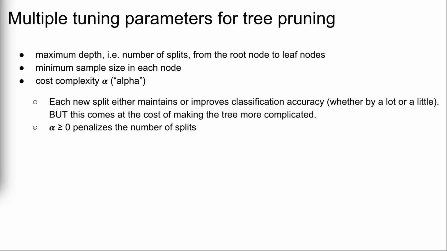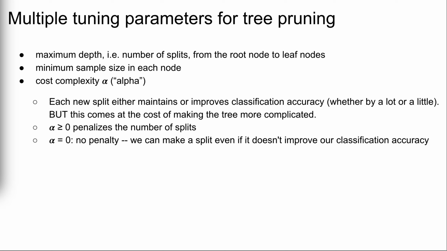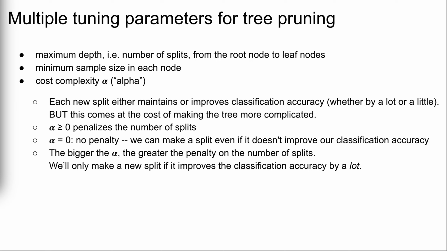tree. At the extreme, when we set alpha to 0, there's 0 penalty. That is, we can make a split even if it doesn't improve our classification accuracy. However, the more we crank alpha up, the greater the penalty we place on making new splits. Mainly when alpha is really big, we can only make a new split if it improves the classification accuracy by a lot.